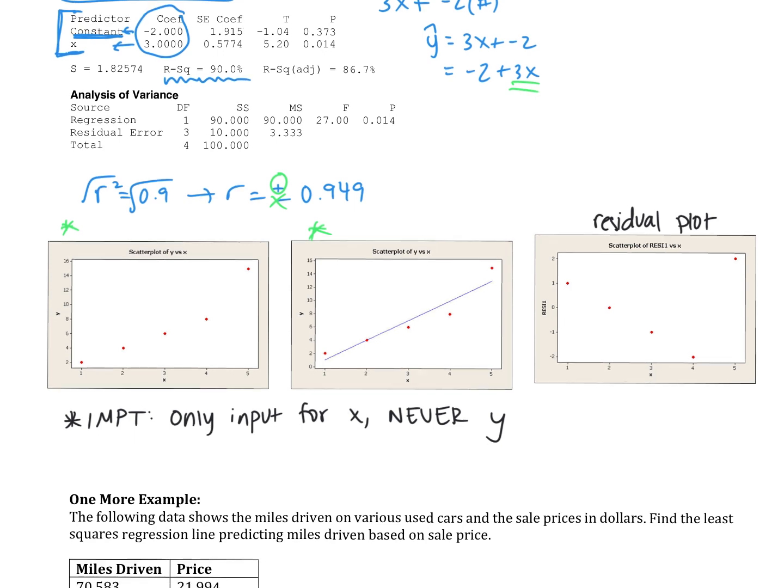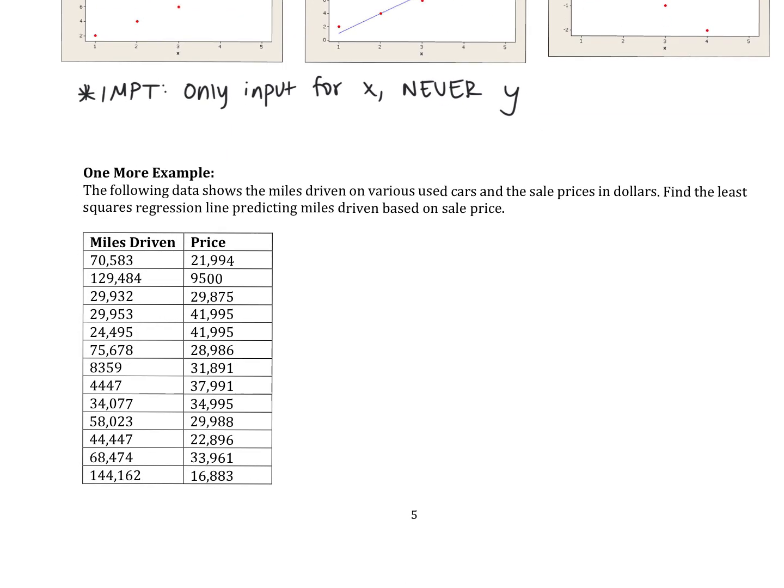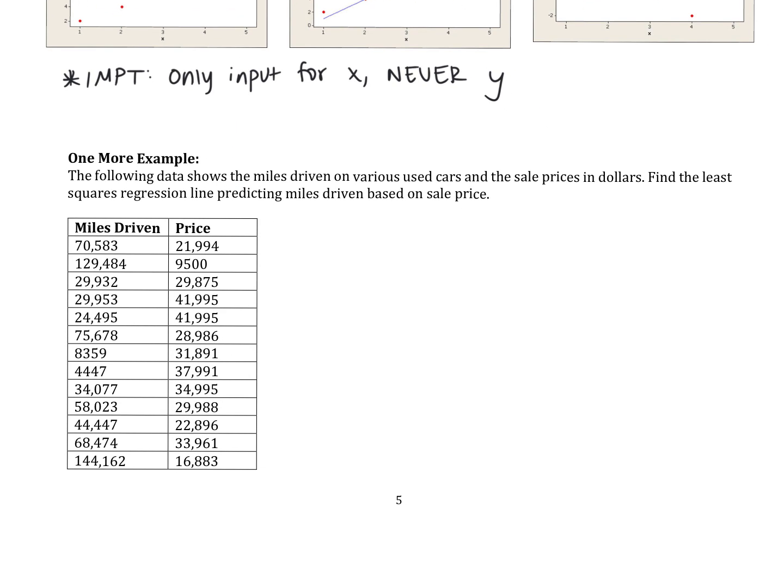Okay. Here is the example that I would like you to do. The following data shows the miles driven on various used cars and sale prices in dollars. Find the least squares regression line, predicting miles driven based on sale price. So start by taking a minute to put all this information in your calculator, please.